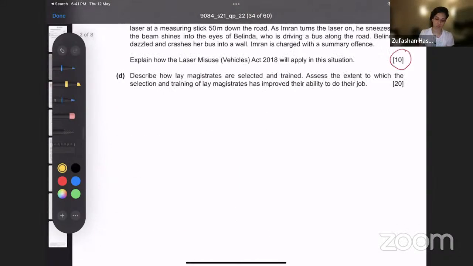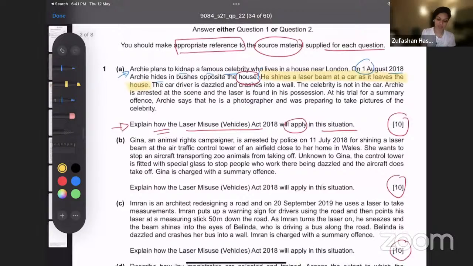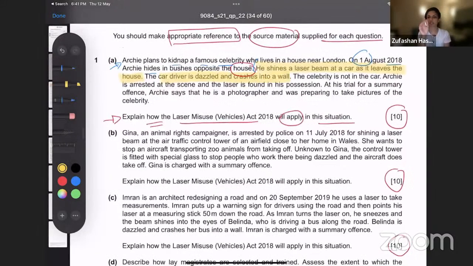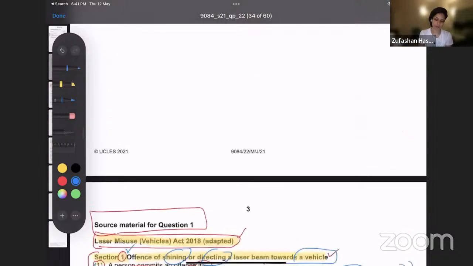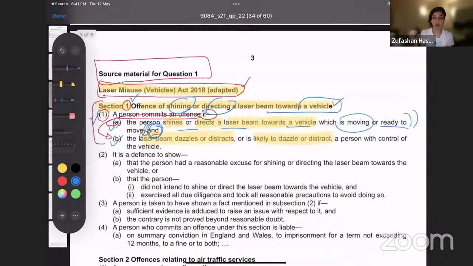This is happening over here or not. The driver is dazzled and the car crashes in the wall. So looking at that second sentence over here, marked in yellow, you will then attach that to your law and you will say, in this situation, Archie clearly has committed the offense of shining or directing a laser beam towards a vehicle. Why? Because part A has happened, B also has happened.